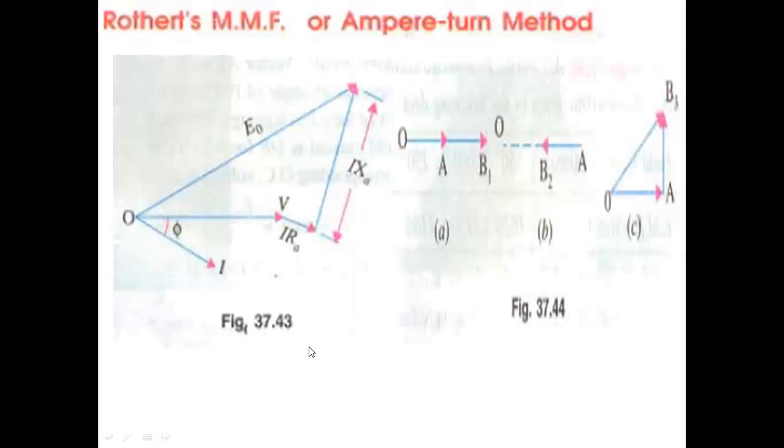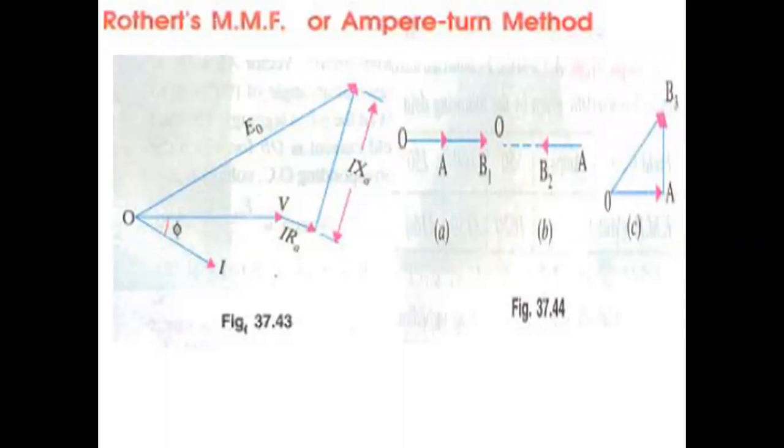So this is the second method. This is called Rother's MMF or ampere turn method. It is invented by Rother, so the name exists, Rother MMF method. This method also utilizes OC and SC test data, so this also requires open circuit test and short circuit test data.